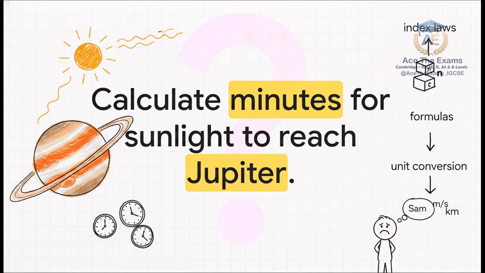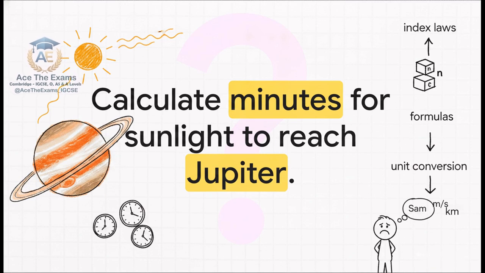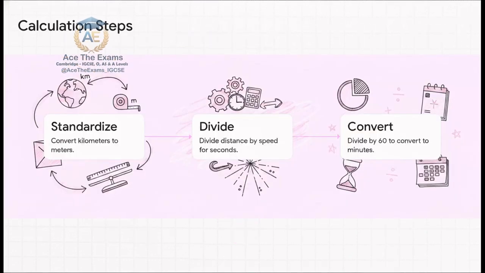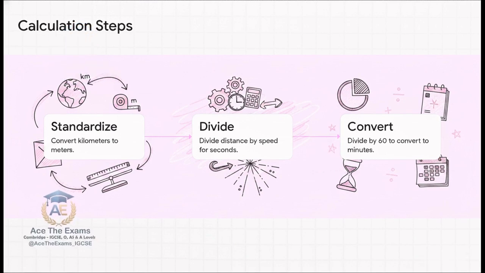A rushing student, our classic Sam, will just take the distance, 7.78 times 10 to the power of 8, and divide it right away by the speed, 3 times 10 to the power of 8, and proudly write down done. It takes 2.59 minutes. But Sam completely missed the trick. Sam fell face first into the trap. The speed is given in meters per second, but our distance is in kilometers. Let's carefully walk through the exact calculation path you need to take, proving once and for all that a systematic approach will always defeat an overwhelming physics-style math problem.